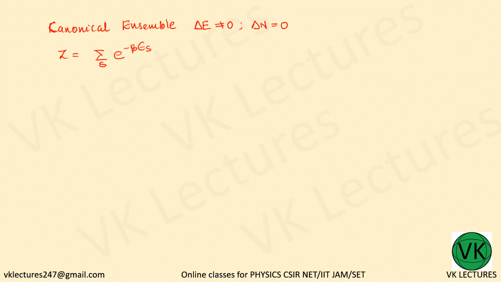So in conclusion, let us discuss once again all the formulas that we have learned in case of canonical ensembles. Canonical ensemble, where delta E, that is change in energy, is not equal to 0 and delta N equal to 0. That means there is no change in the number of particles. Now the partition function Z is equal to sum over s of e to the power minus beta Es. The probability Ps is equal to e to the power minus beta Es divided by Z, and the average energy U is equal to sum over s of Es times Ps.